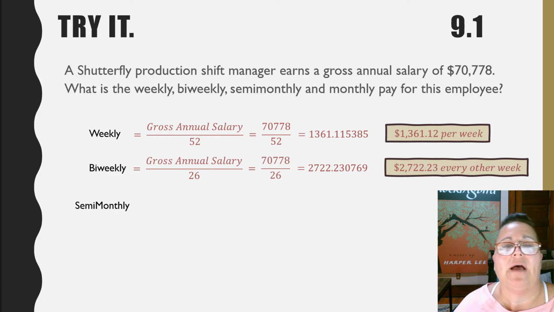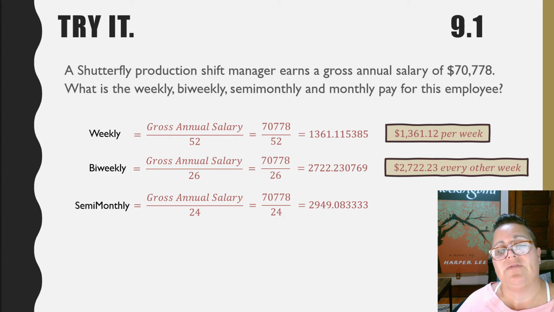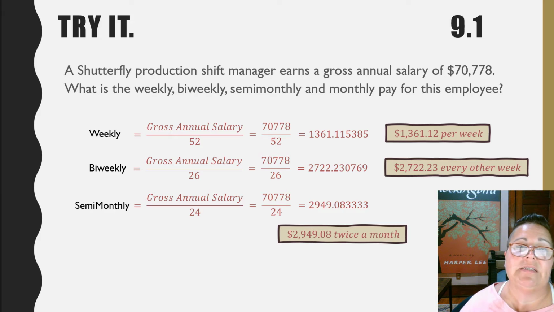Semi-monthly is our third option. Semi-monthly is 2 times a month. And since there are 12 months in a year, we will take the gross annual salary and divide it by 24. So $70,778 divided by 24 is $2,949.08.